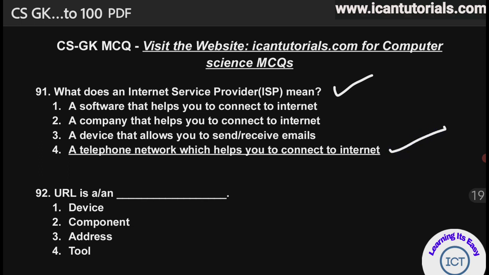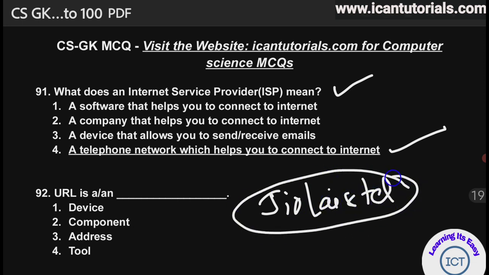internet. For example, we have Jio network, Airtel network. Okay, these are telephone networks. These telephone networks help us to connect to the internet. These are the internet service providers.